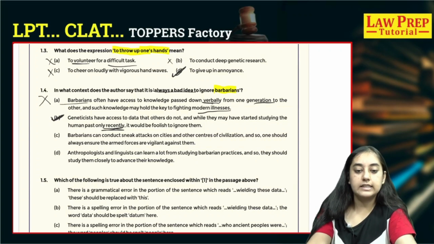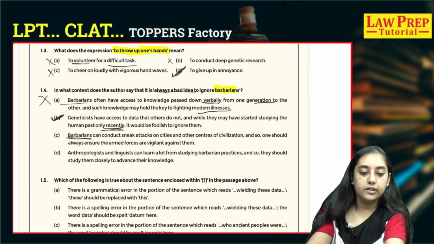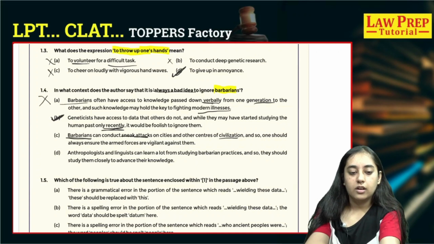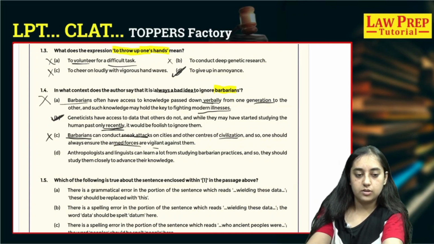Barbarians can conduct sneak attacks on cities and other centers of civilization, and so one should always ensure the armed forces are vigilant against them. This is again beyond the scope of the passage, because barbarians again has not been used literally, and no mention of sneak attacks, civilization, armed forces, vigilant. There is nothing like this in the passage. So option C is also incorrect.